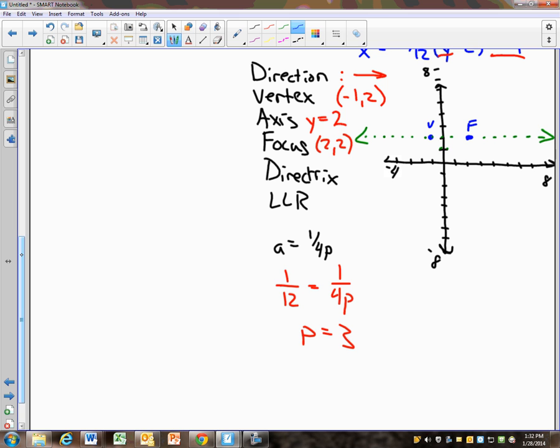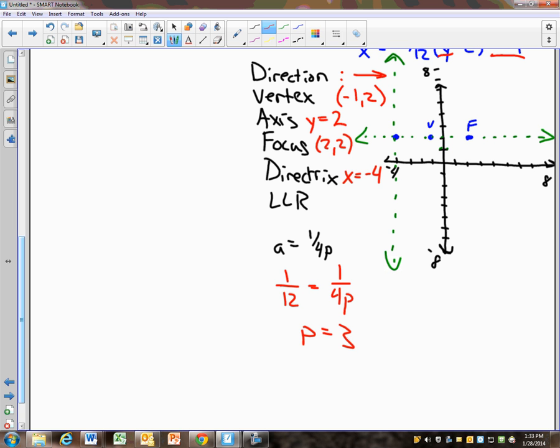Directrix. 3 units to the left. Some people last hour, they would just plot the point and they'd be done. The directrix is not a point. It's a line. You draw the line. Then you name it. Vertical. As Scott said, x equals -4.